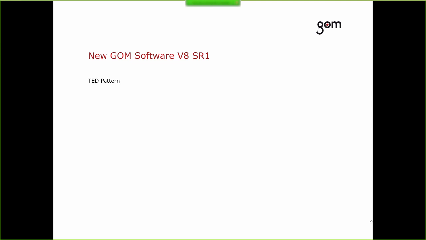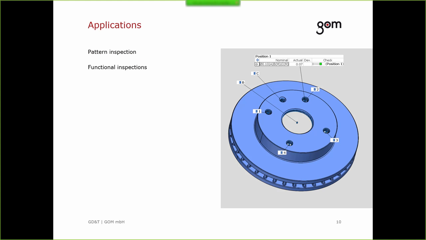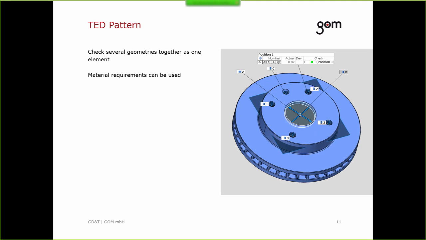The next function I want to show you is the TED pattern. The applications where TED patterns are usually used are pattern applications like on brake discs and plugs, where the positions of the holes are checked together as one element to determine if the part will fit to its counterpart. A TED pattern is used when checking several geometries together to determine if they meet the needed requirements. If all holes act simultaneously or with equal chance of contact, then they should be used as a pattern.